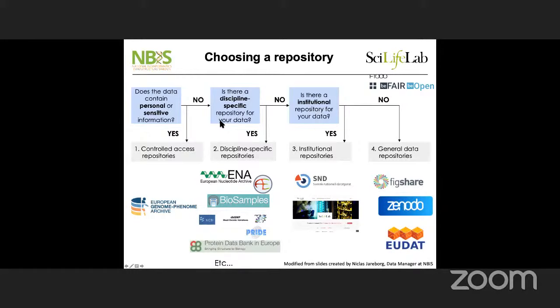But if not, we want to choose a discipline-specific repository if one exists. And it's just because it's easier for people to find it. And one thing to think about, though, is that the repository also needs to be sustainable. So it might be worthwhile avoiding very small repositories that are maintained by a research group or a small consortium, because it's quite likely that they will run out of funding or not be maintained for another reason, and your data will disappear from the public domain, at least. So discipline-specific repositories are highly recommended.